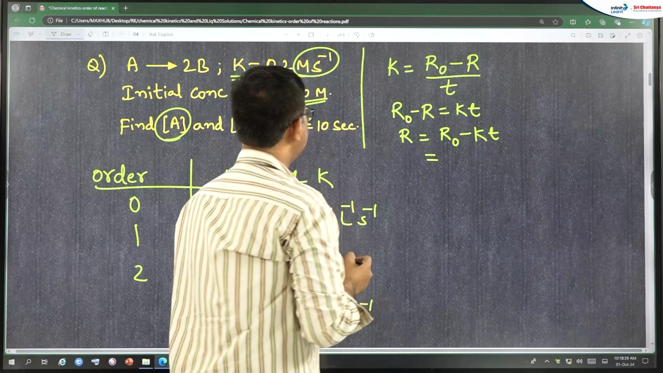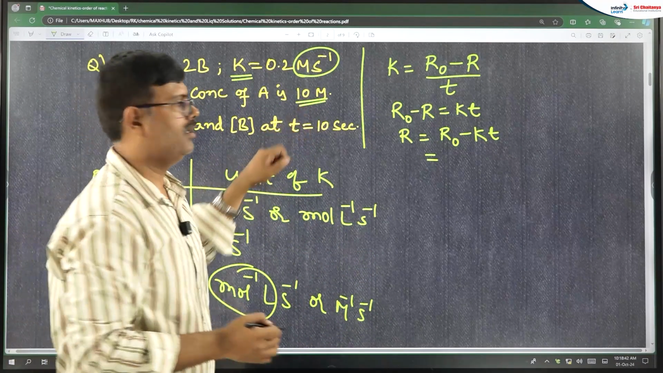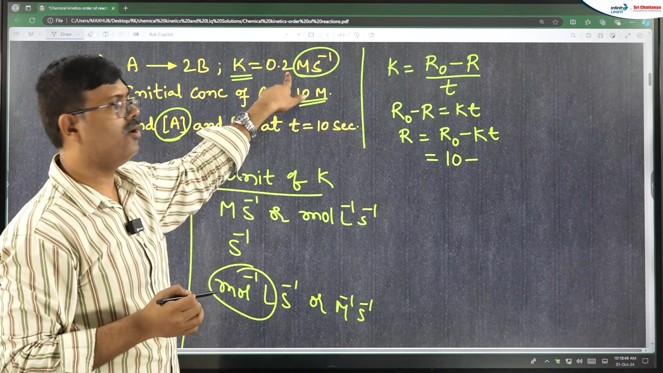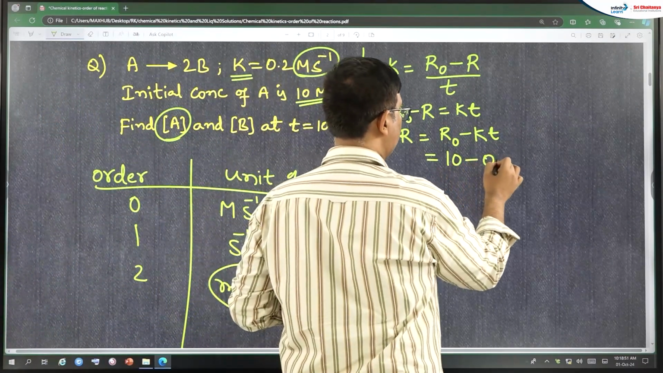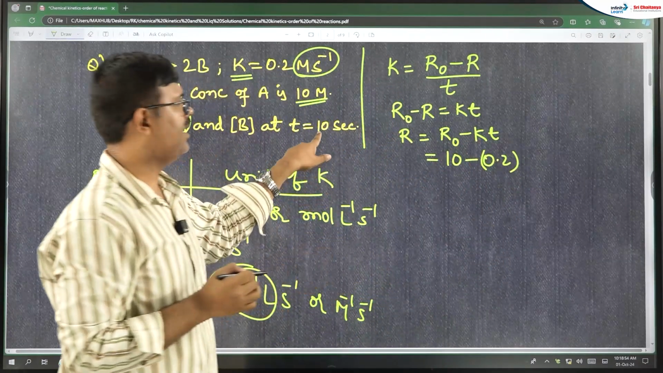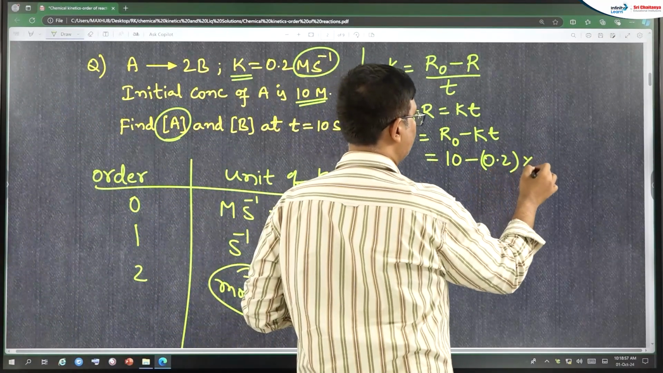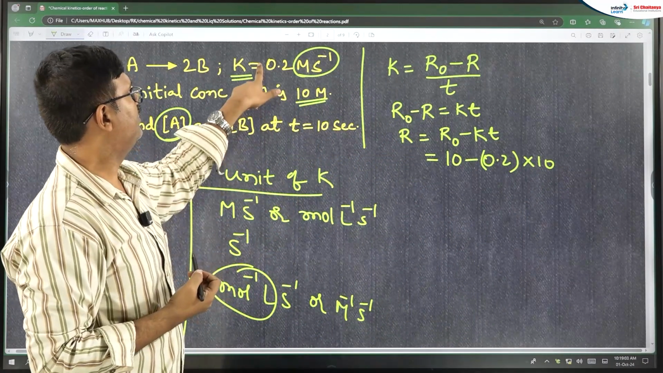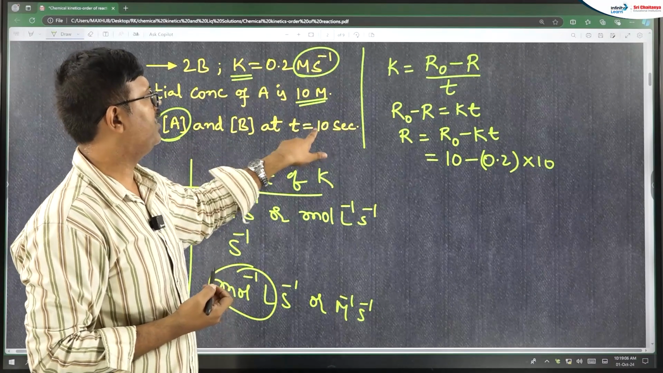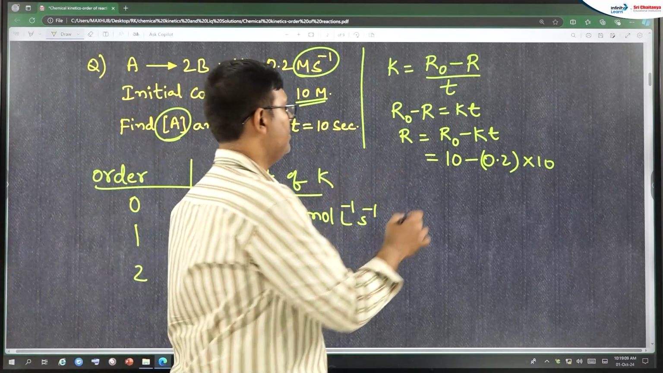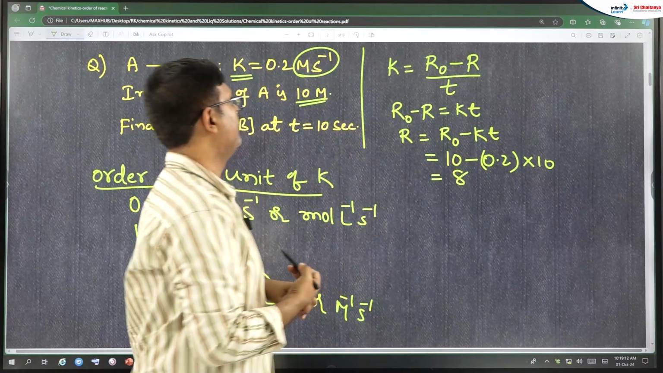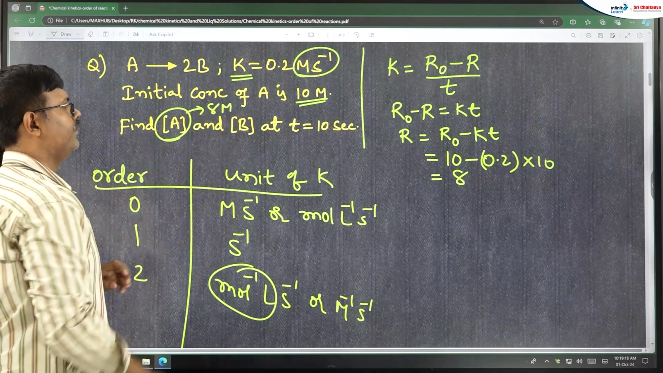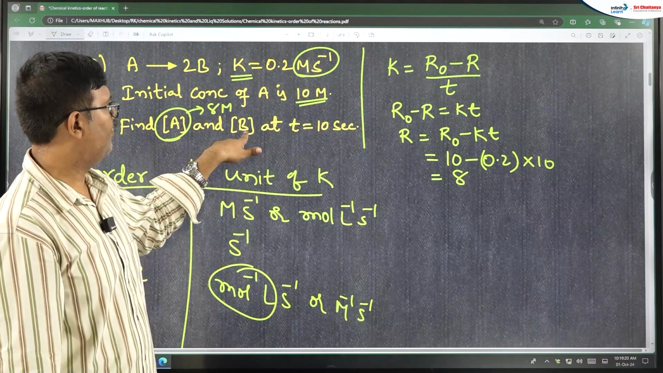R naught is given. How much is initial concentration? 10 molarity. So 10 minus K value, the constant value is 0.2. Time is 10 seconds. After substituting, K into T, 0.2 into 10 is 2. 10 minus 2 is 8. So the final concentration of reactant is 8 molarity. This we got. Next one, B.